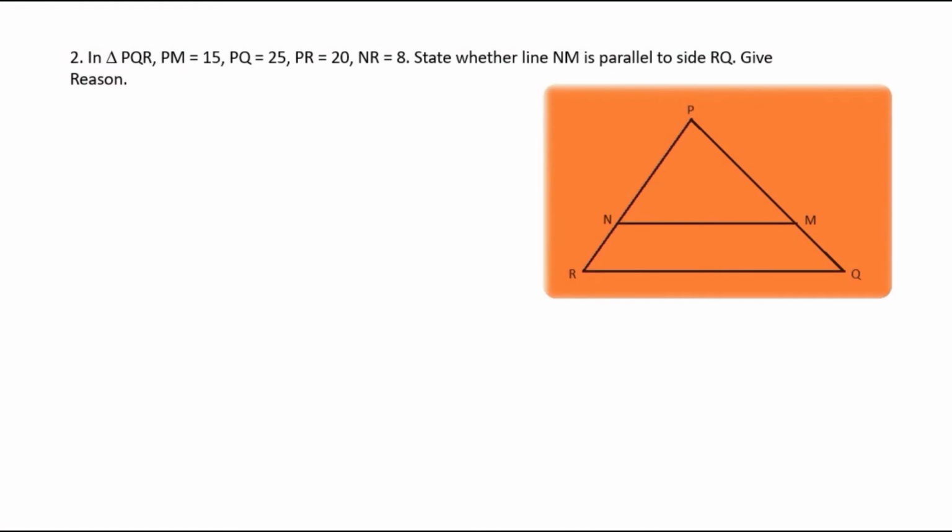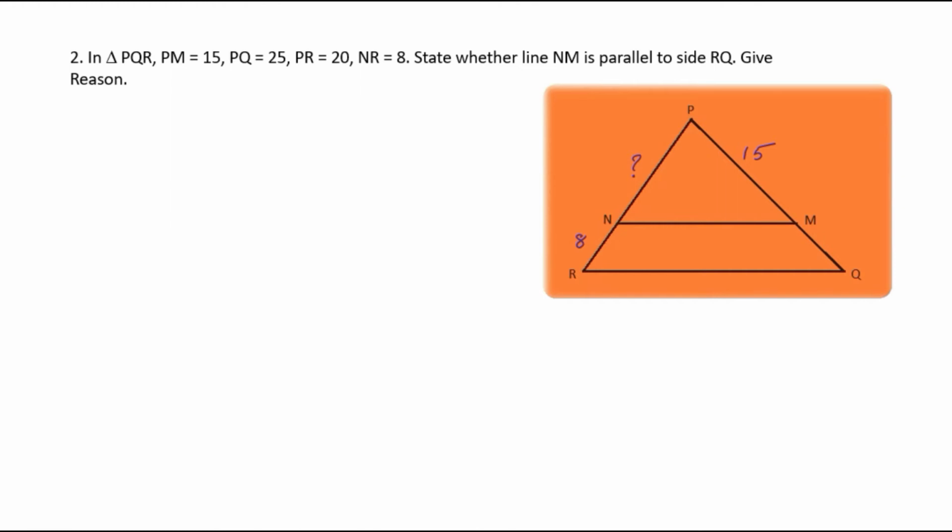Example 2. In triangle PQR, PM is equal to 15, PQ is equal to 25, PR is equal to 20, NR is equal to 8. So let's put those values. NR is equal to 8. PN, we don't know what is PN. So let's put a question mark. PM is equal to 15.